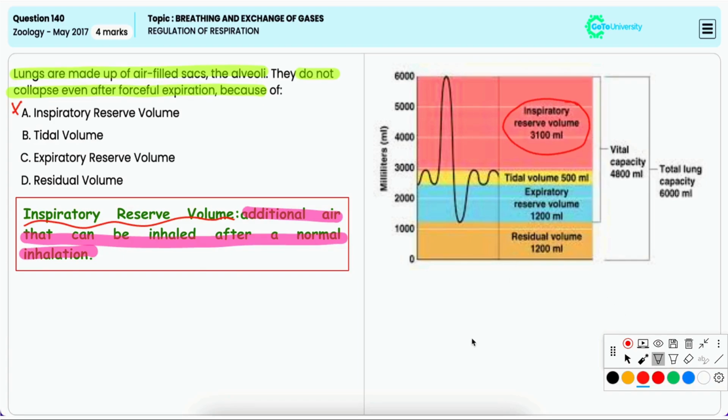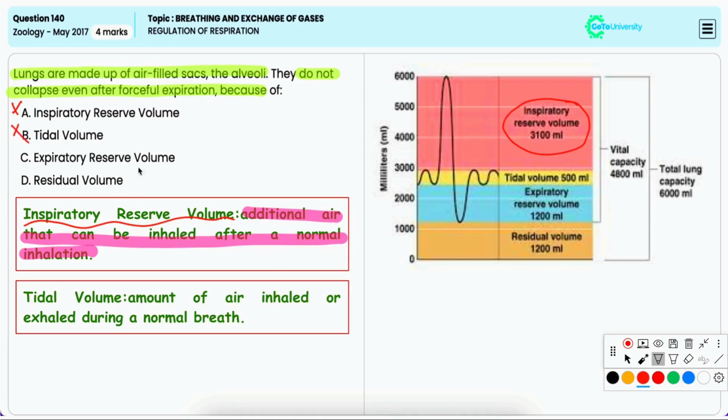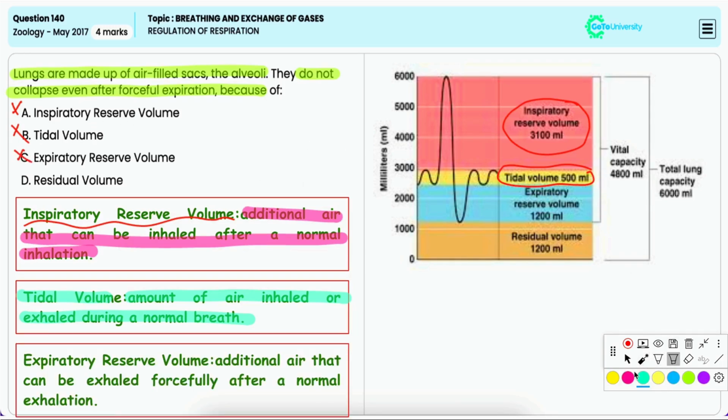Option B, tidal volume. It is also incorrect because it is the amount of air inhaled or exhaled during a normal breath. But it does not account for the air left in the lungs after forceful expiration. Option C, expiratory reserve volume. It is also incorrect because it is the additional air that can be exhaled forcefully after a normal exhalation, but it is not responsible for maintaining the alveolar inflation.